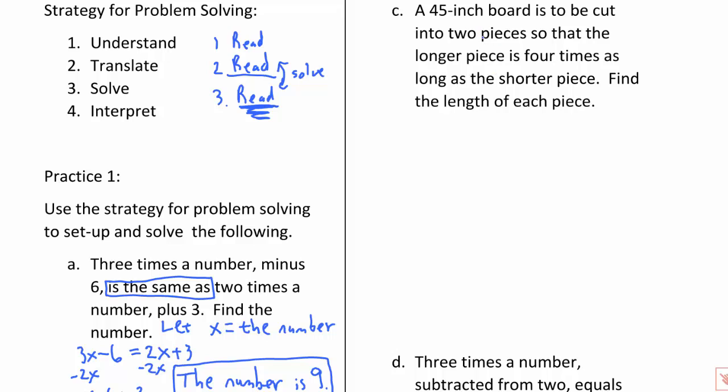So if we look at this, let's read this again. A 45-inch board is to be cut into two pieces. So what I'm going to do is make a line here for the board, and it's cut into two pieces. I'm going to put a vertical line there to show where the cut is. So the longer piece in this picture is over here. So this longer piece will be 4 times the length of the shorter piece. So the question is what side should be the variable? What do you think?